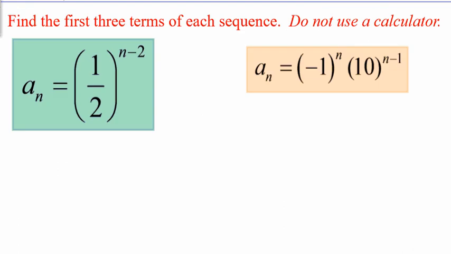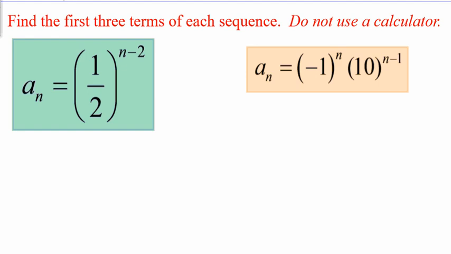So let's do a little practice. We're going to find the first 3 terms of each sequence. First I want you to think, are these given explicitly or recursively? When I look at these, do I just put n in and get a number out, or do I have to create the list and use the number before to get the next number? These are both given explicitly.